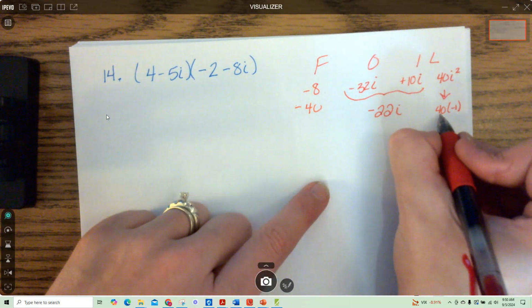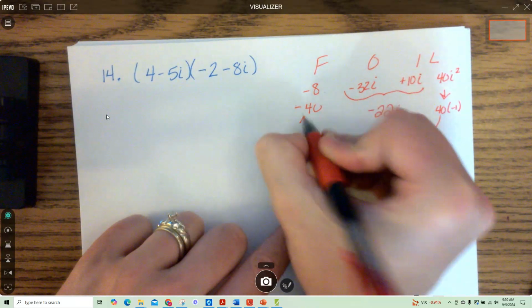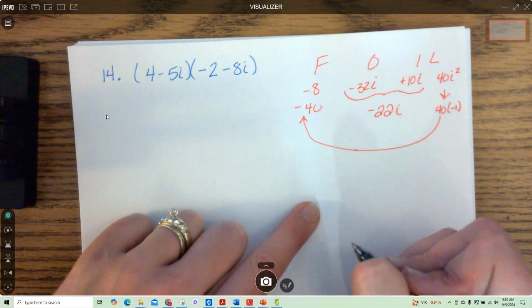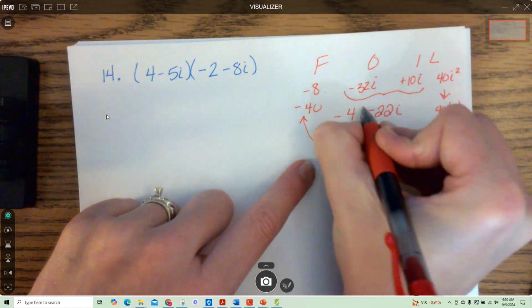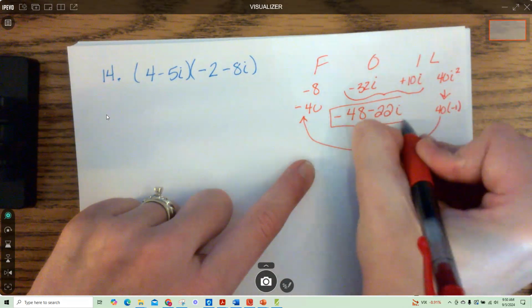i squared is a negative 1, so that makes a negative. And so I'm just moving it here so I have the like terms grouped together. Negative 40 and negative 8 make a negative 48.